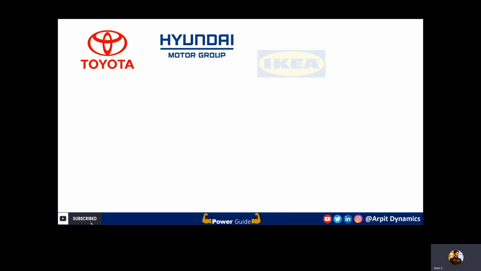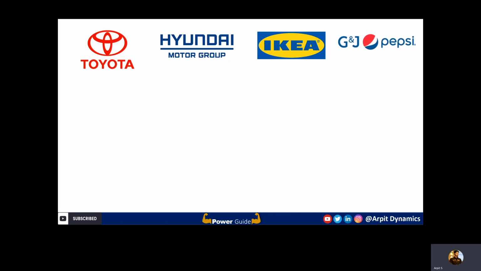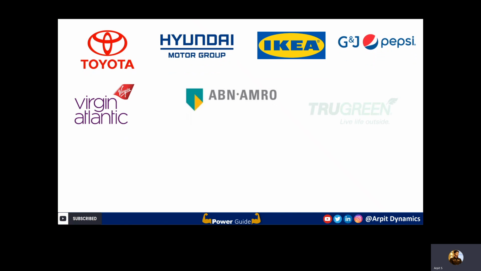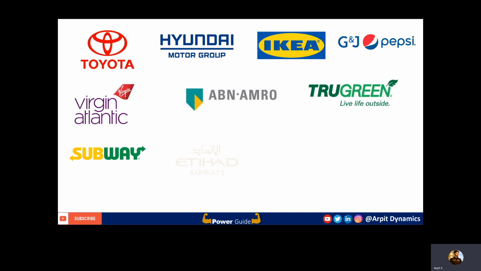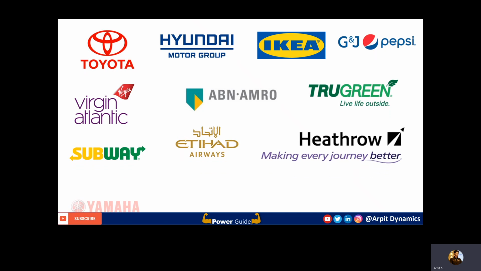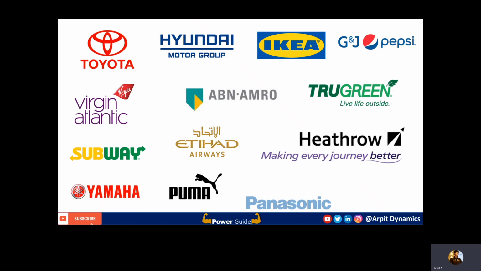Toyota, Hyundai Motor Group, IKEA, Pepsi, Virgin Atlantic, ABN AMRO, True Green, Subway, Etihad Airways, Heathrow Airport, Yamaha, Puma, Panasonic, and PayPal. These are some giant clients or customers who are actually using Power Apps in their real-world projects.